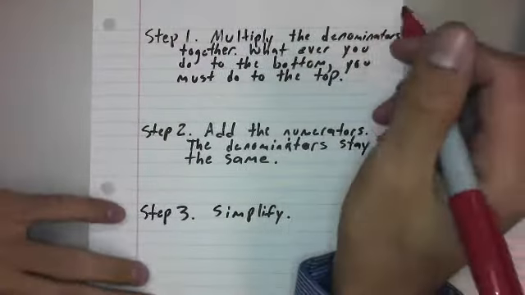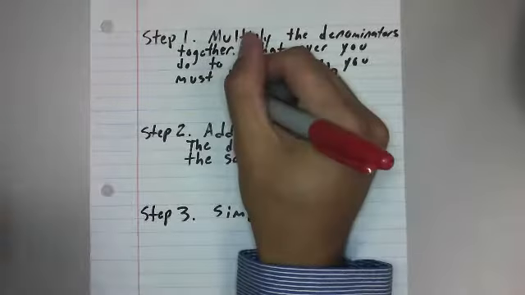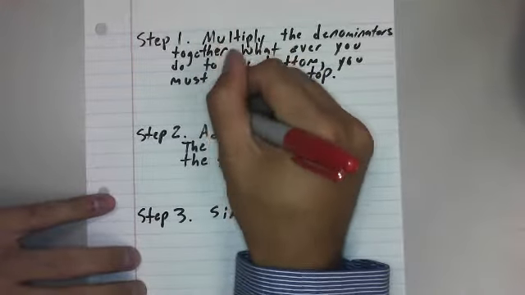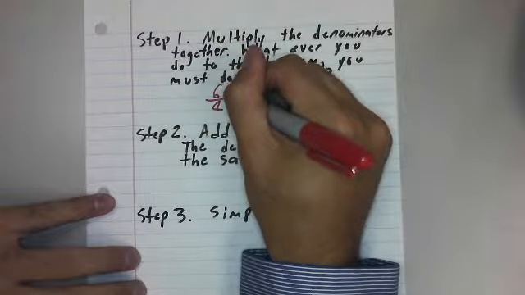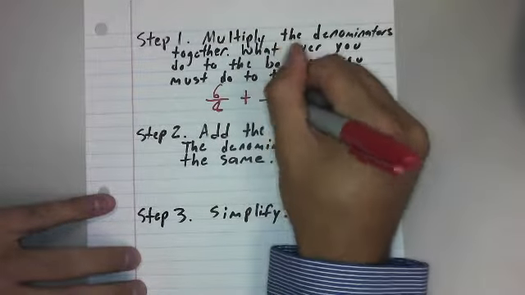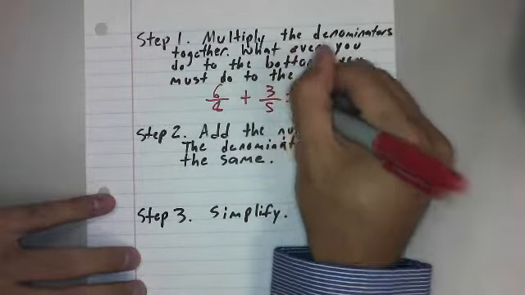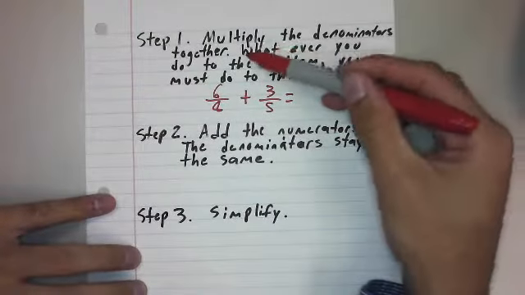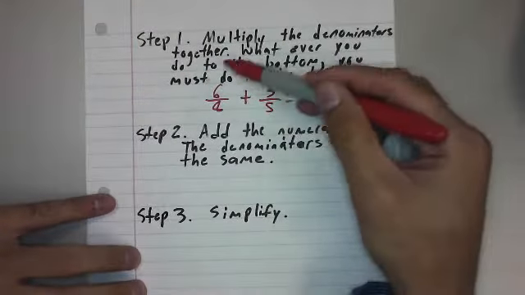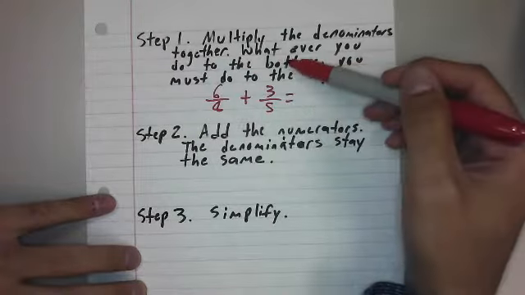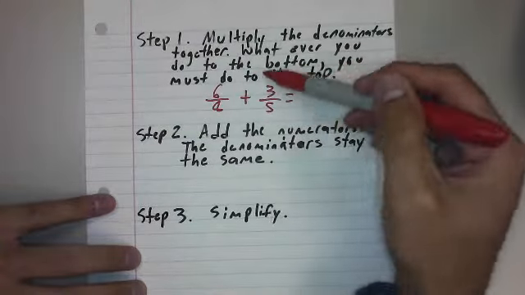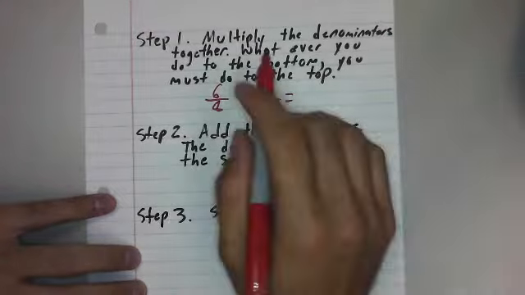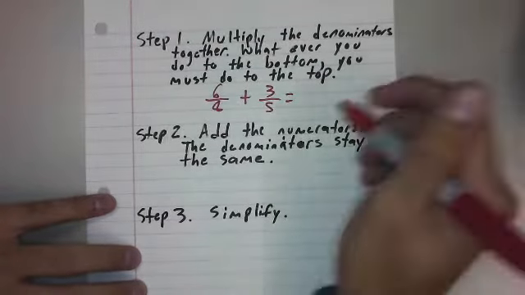The first thing you want to do, say I have a problem like this: 6 over 8 plus 3 over 5. The first step is I want to multiply the denominators together. Whatever you do to the bottom, you must do to the top. So pretty straightforward, multiply the denominators together.